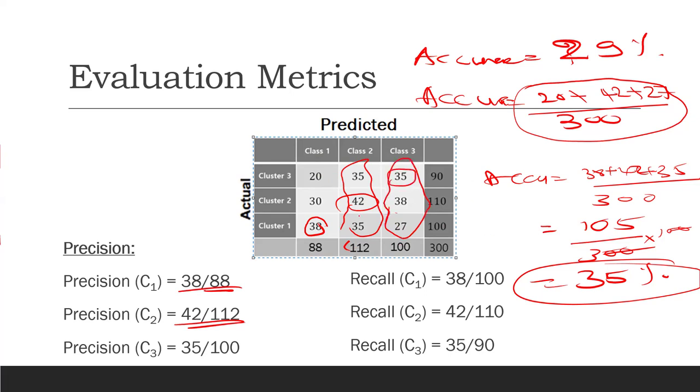35, right? Similarly, if you consider the recall, for class 1 here, you need to get the sum of these, 300 over the correctly predicted class 1, this one, 38. Here, 42, this one, 110. Here, 35, 110. So this is the way we can calculate, right?